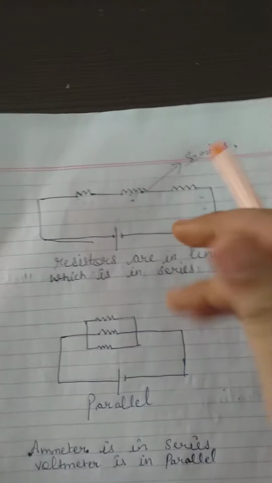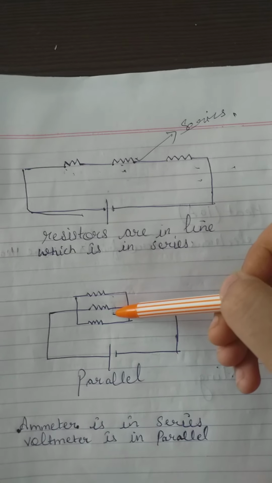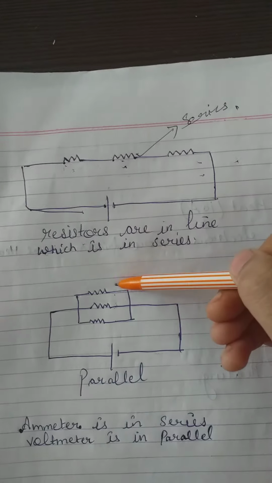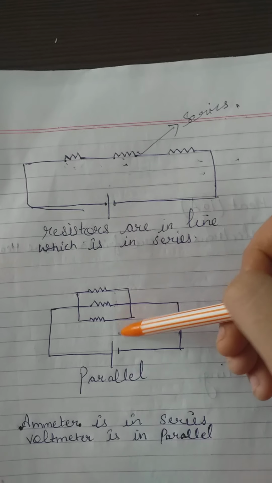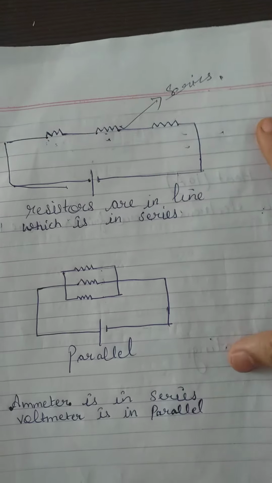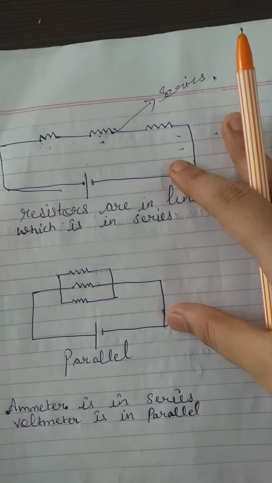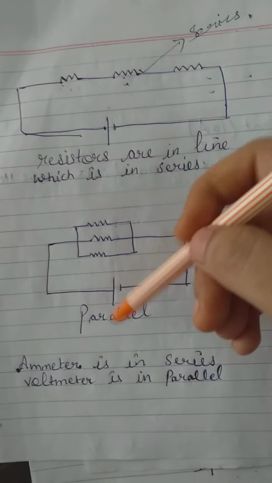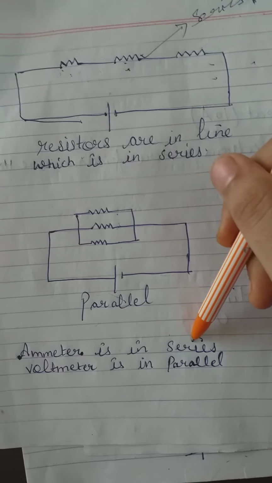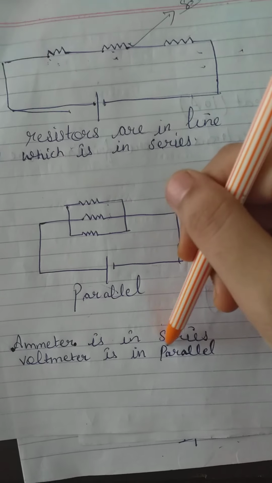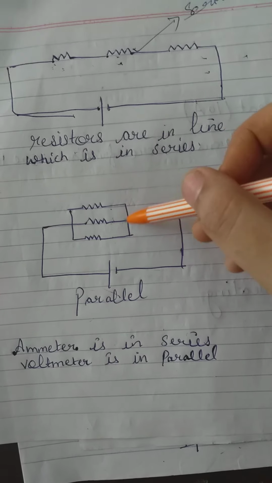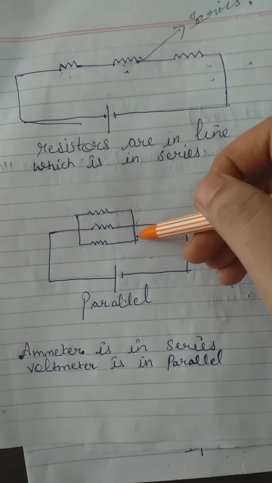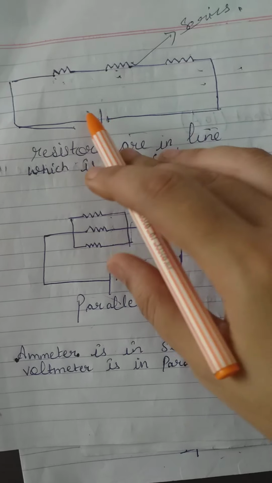If the resistors are connected in parallel like this, 1, 2, 3, they are in parallel to each other, then it is called a parallel combination. Please note this point: an ammeter is always connected in series and a voltmeter is always connected in parallel. Voltmeter हमेशा parallel में होगा इधर और ammeter हमेशा series में लगा होगा.